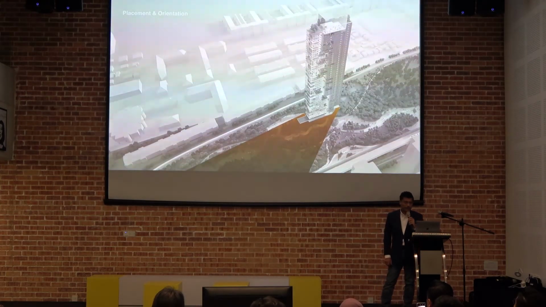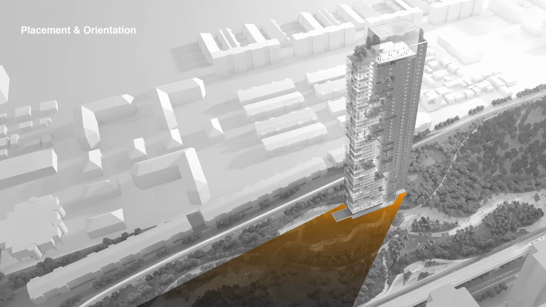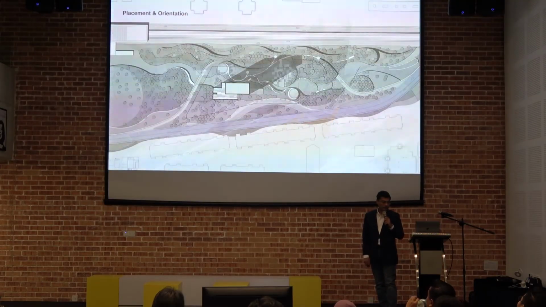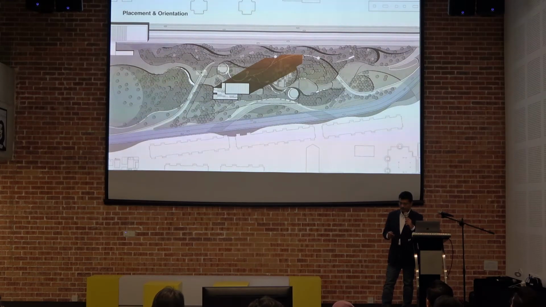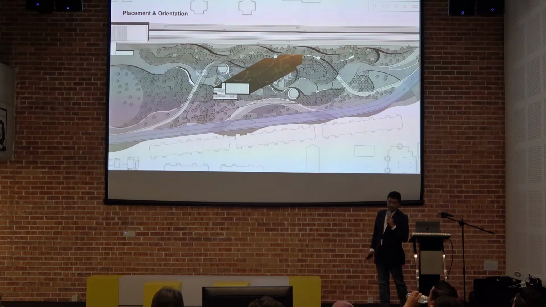The other important part of the idea is the placement and orientation of the site. The placement of the tower is made specifically to be on one corner of the site, where the public space that we have created will be shaded in the afternoon. In terms of the position, it has to be in that particular corner.